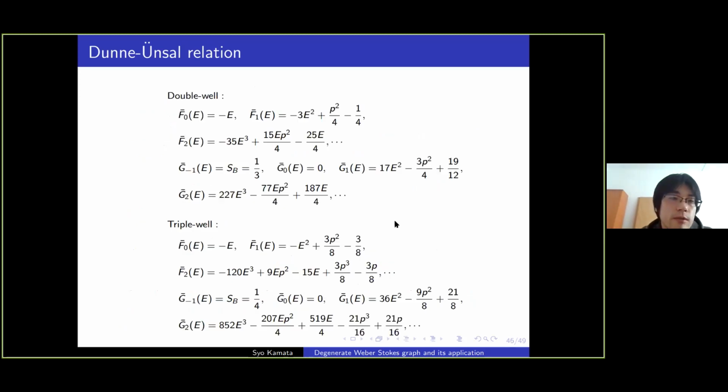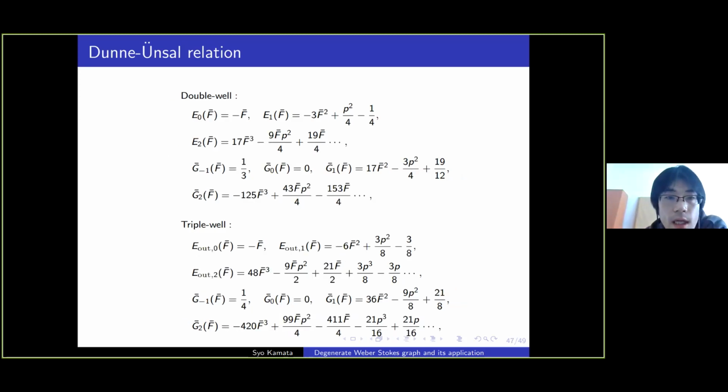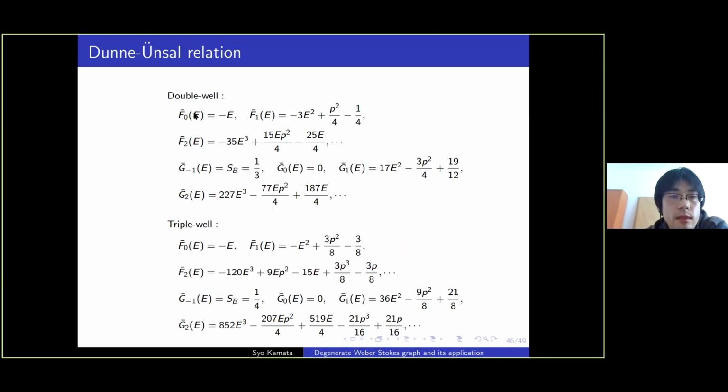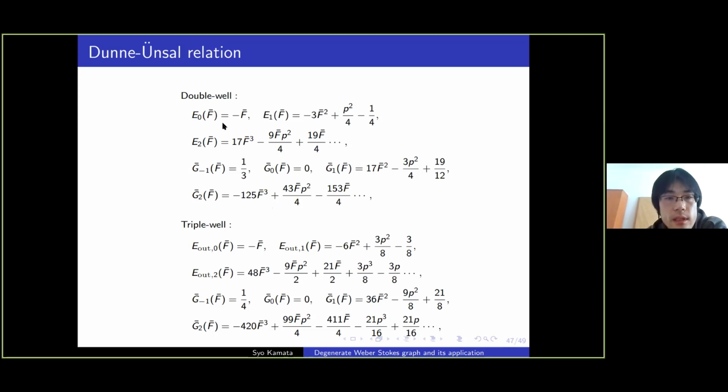By explicit calculation, using real calculation, we can get this kind of form depending on E. And also by using coordinate transformation, G can be obtained in this form. Here is a double well. This is a triple well. And now let us change the fundamental variable from E to F. So this can be written in this form.